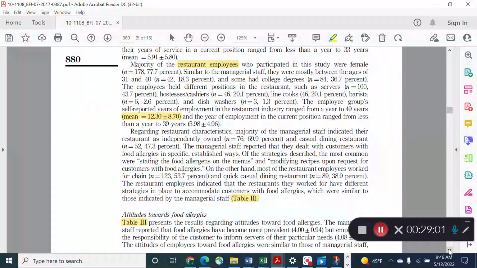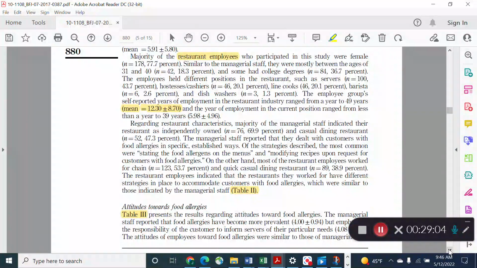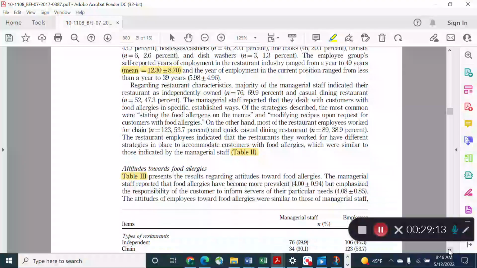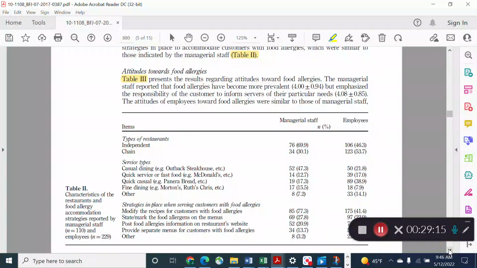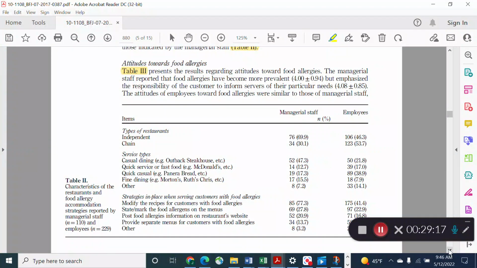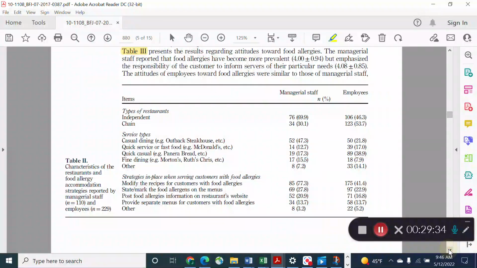Let's move on down, and they gave some more information about the people in their groups. I'm going to scroll down to table 2, and again, just with these independent restaurants, or were they chains? What types of restaurants were they? Quick service, quick casual. So they gave actually some types of restaurants that would fall into those categories.